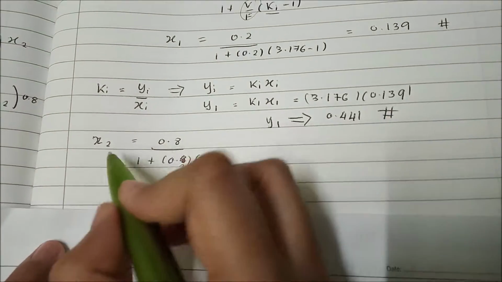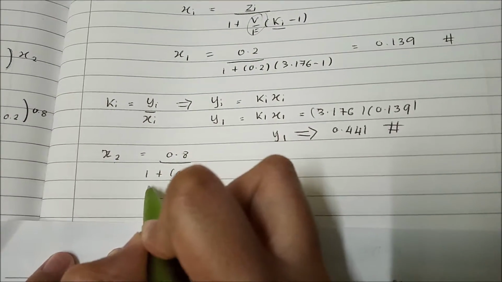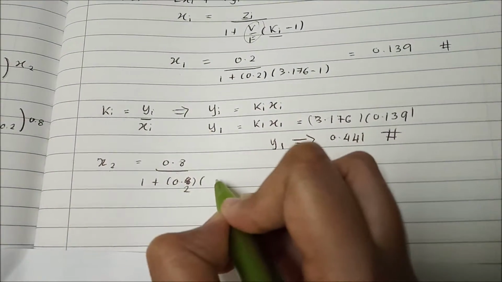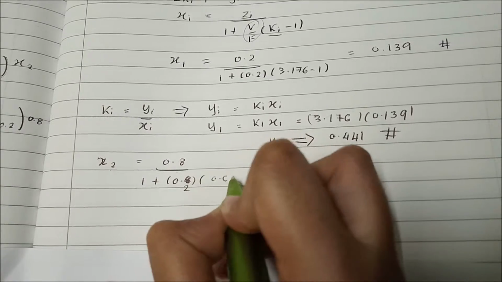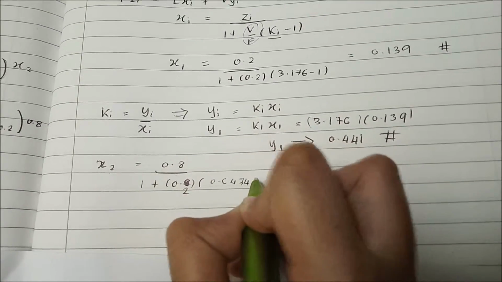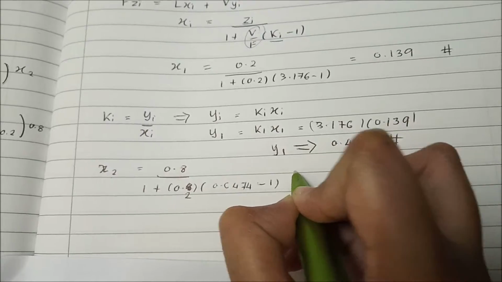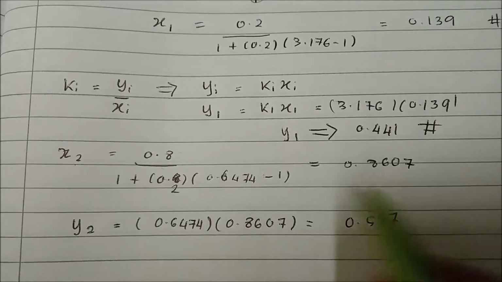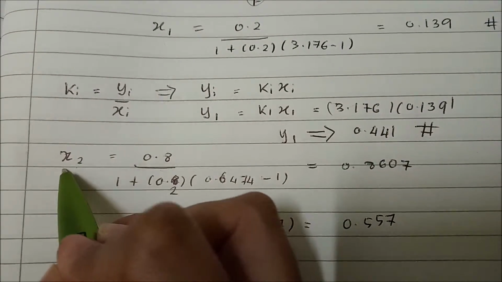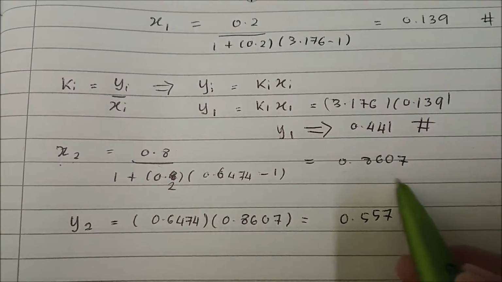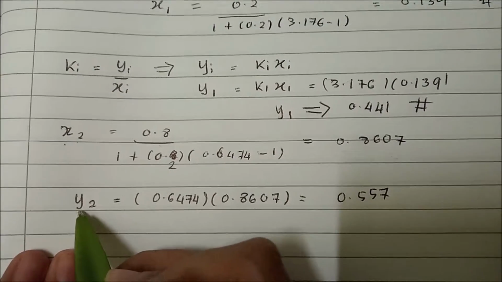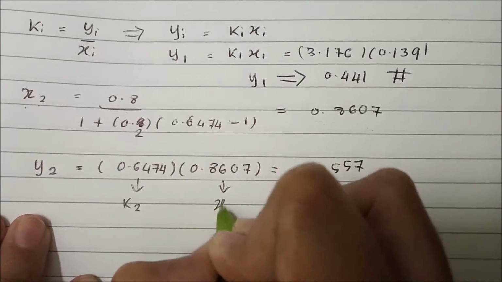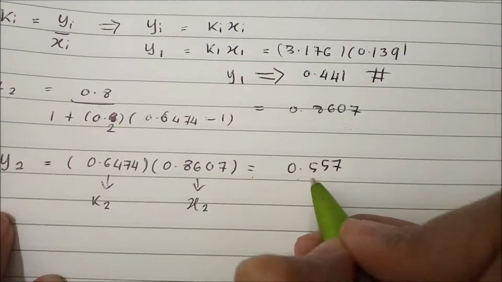We use the same thing for component 2: 0.8 divided by 1 plus 0.2 times K2 minus 1, where K2 is 0.6474, which is equal to, so here we get the value for our liquid composition for component 2, which is 0.8607. Then for the vapor composition, this is our K2 and this is our X2 from before, and we get a value of 0.557.